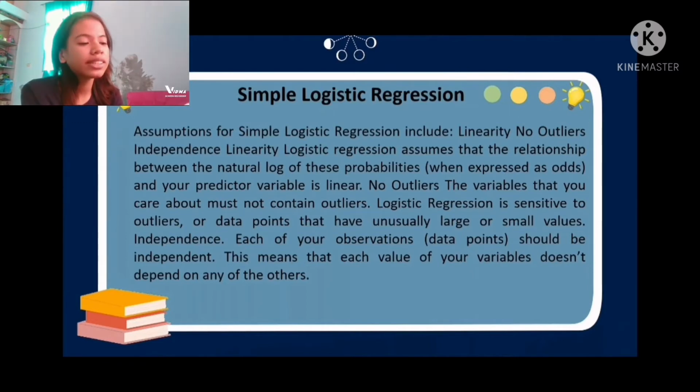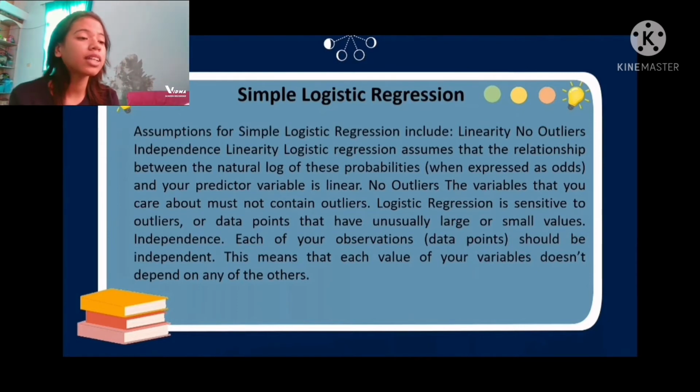So, logistic regression fits a logistic curve to binary data. These logistic curves can be interpreted as the probability associated with each outcome across independent variable values. And then next, the no outliers.